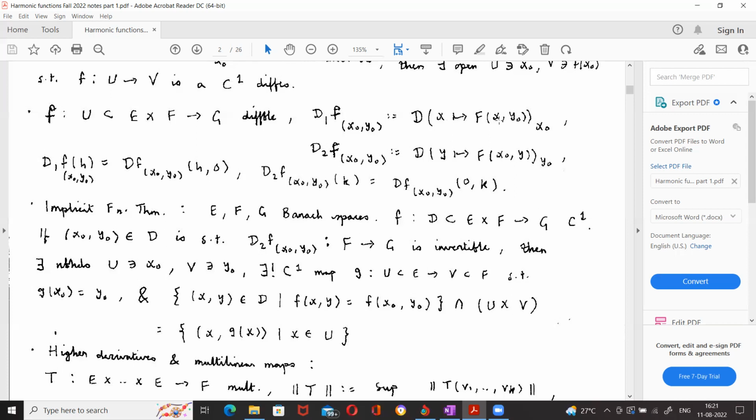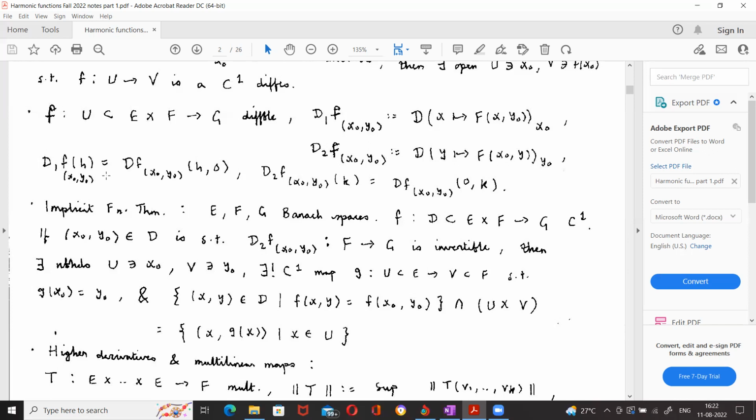Okay. And the first partial derivative, d1f, is defined to be this linear map from E to G. Similarly, I can define the second partial derivative, d2f. That will be the derivative of the map y goes to f of x0 comma y. So I fix x equal to x0 and I just vary y. So this will be a linear map from F to G. And so I get these two partial derivatives. One is a linear map from E to G. The other is a linear map from F to G.